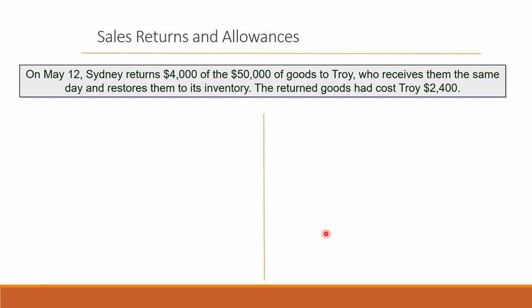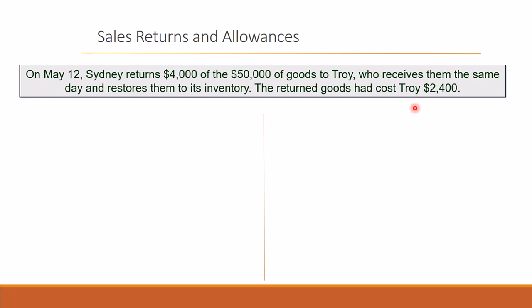On May the 12th, Troy is going to accept part of the merchandise sold on May 11th as a return for full credit of $4,000. That was the original selling price. It's going to return those to its merchandise inventory, so it's going to be able to throw it back on their shelves. Keep in mind that the original cost of this merchandise to Troy was $2,400.